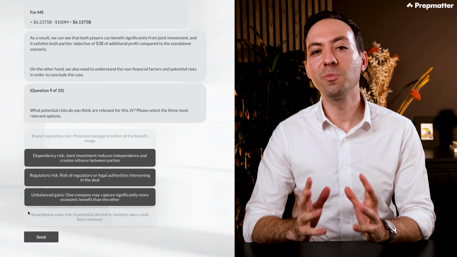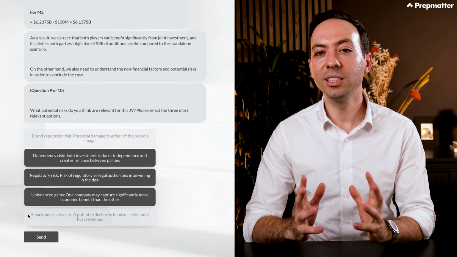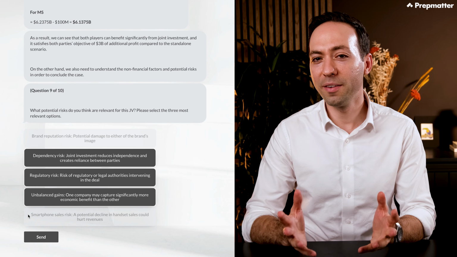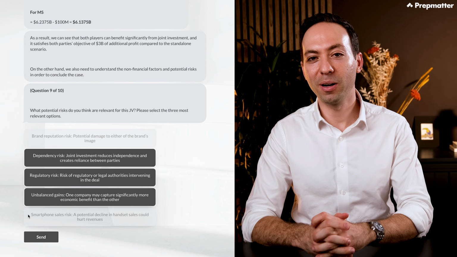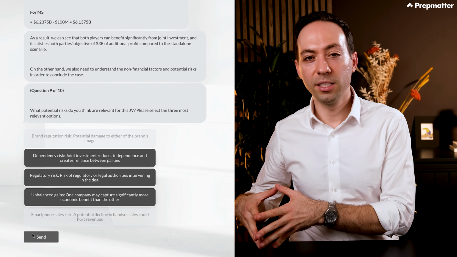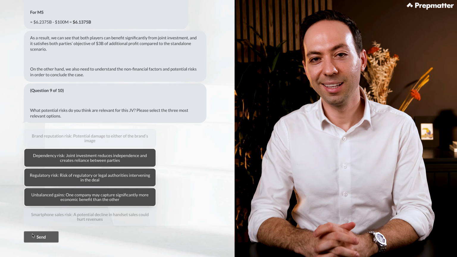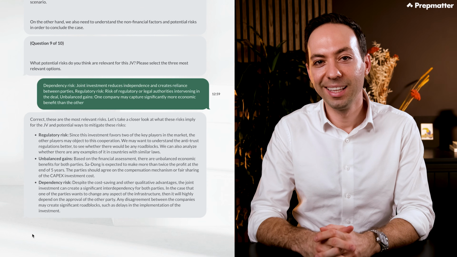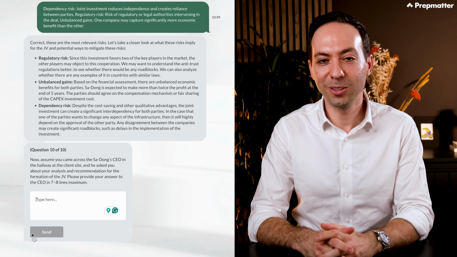Finally, we have smartphone sales risk. A potential decline in handset sales could hurt revenues. It has nothing to do with this partnership. So I'll stick to those 3: dependency, regulatory, and unbalanced gains risk. Great, we got it right. Let's see the answer before heading to the final question.